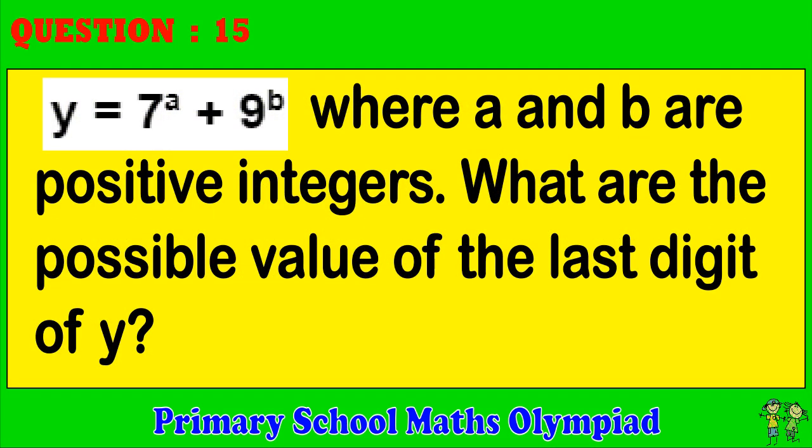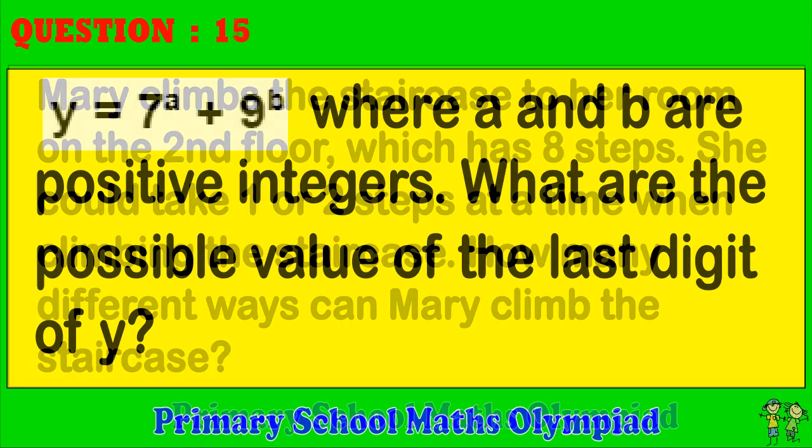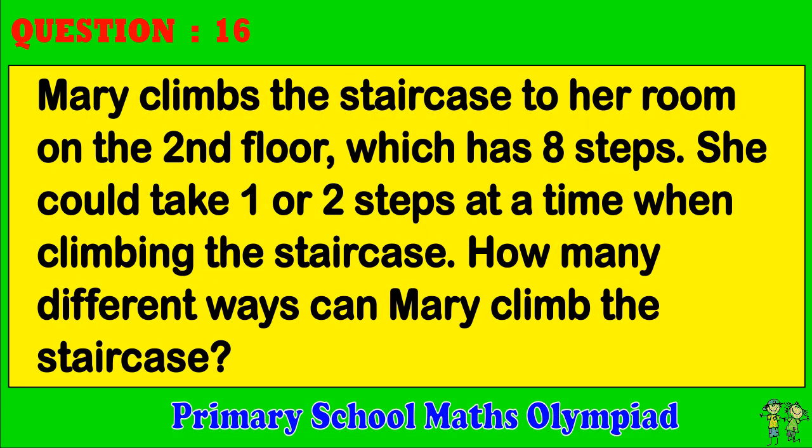Question 15. y equals 7 to the power of A plus 9 to the power of B, where A and B are positive integers. What are the possible values of the last digit of y? Question 16. Mary climbs the staircase to her room on the second floor, which has 8 steps. She could take 1 or 2 steps at a time when climbing the staircase. How many different ways can Mary climb the staircase?